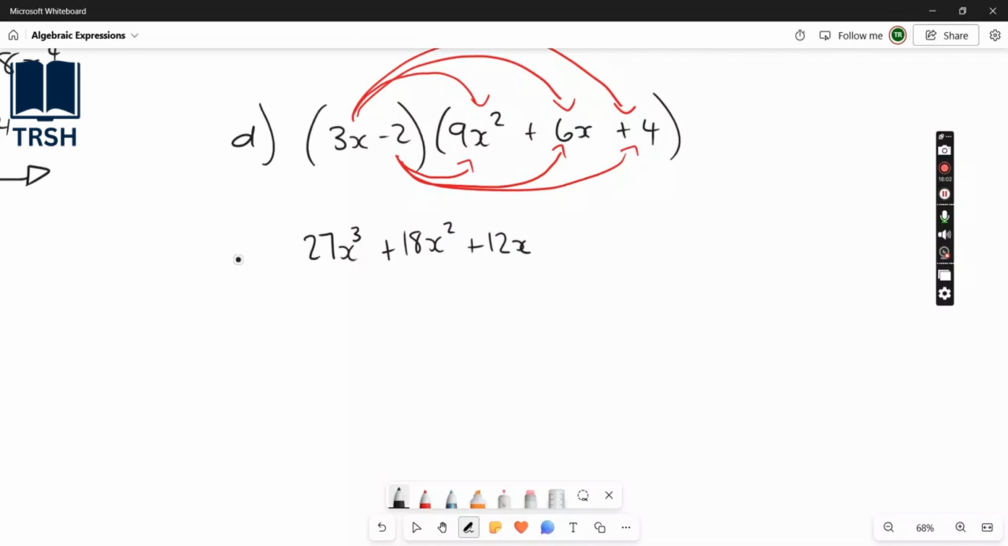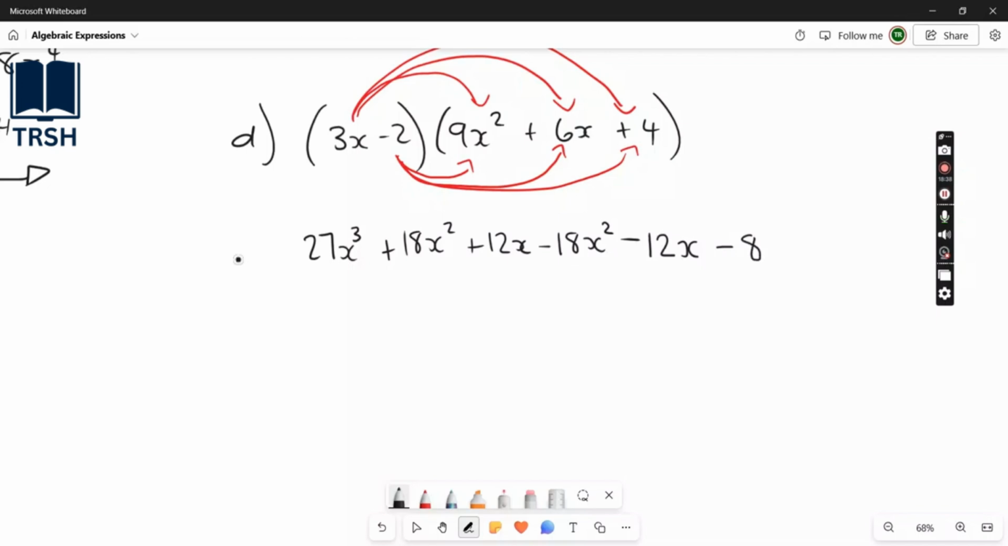Negative 2, I keep saying this and I'll still repeat it: negative sign, negative, negative. You need to take your signs into account. Negative 2 multiplied by 9x squared will give us negative 18x to the power of 2. Then a negative times a positive will give us a negative, so negative 2 multiplied by positive 6 will give us negative 12x. And then negative 2 multiplied by 4, negative times a positive, will still give us a negative. 2 times 4 will give us 8.